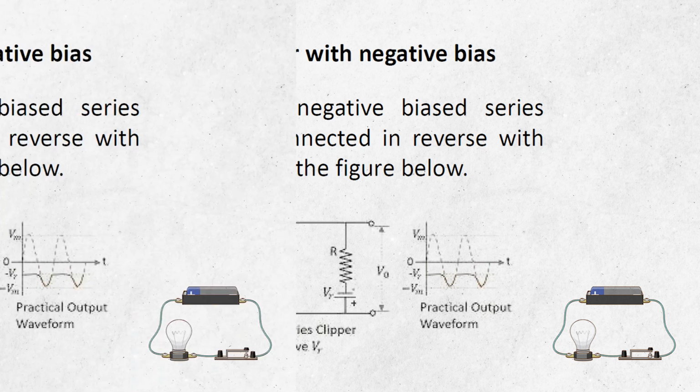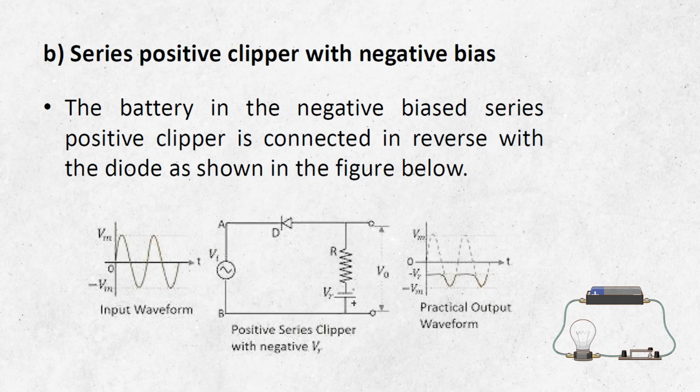So, in this way the voltage obtained is reduced for the negative half. Without biasing we are getting the whole negative half at the output, but using this negative voltage or negative biasing, some part of the negative half of the waveform is also clipped.